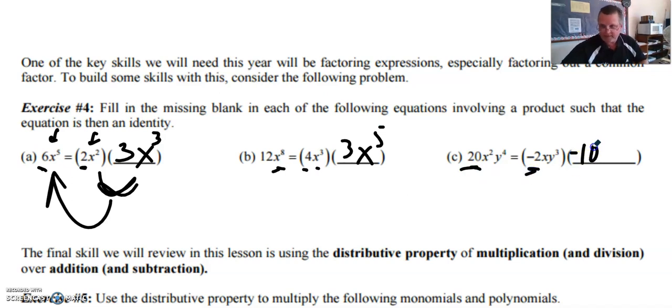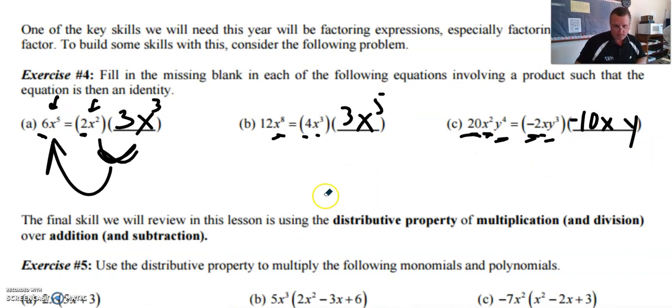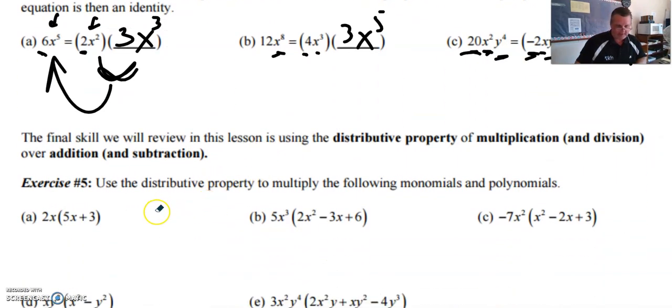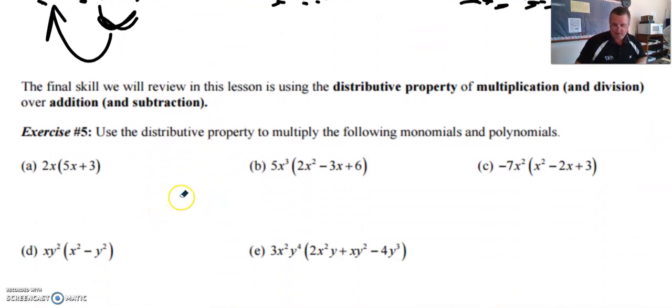Therefore, I need a negative 10x squared. I already have 1x, so I just need another one. That's an x. Y to the fourth, I already have y cubed, so it's negative 10xy. Okay? So I can go at a good pace, I think, because I don't think this is too bad.